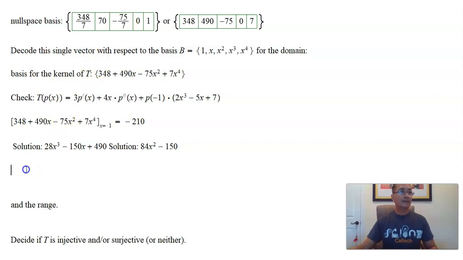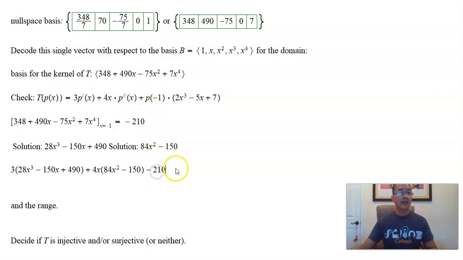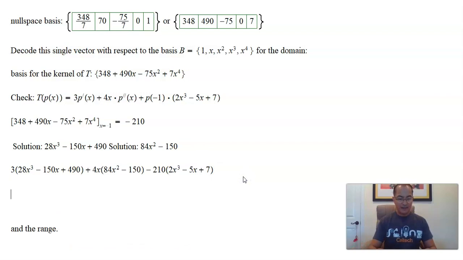Okay, so let's put everything together. We want 3 times the first derivative, which was over here, plus 4x times the second derivative. The second derivative is over here. And then p at -1 is this, so minus 210 times this. Okay, I'm almost scared to do this. Is it going to turn out right?